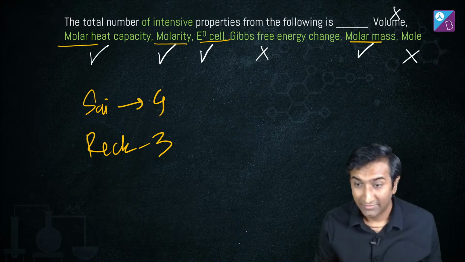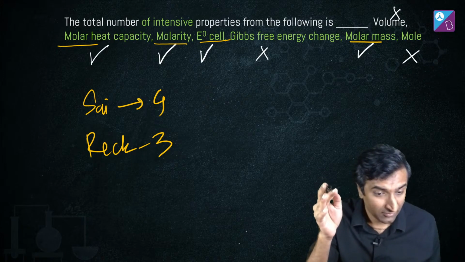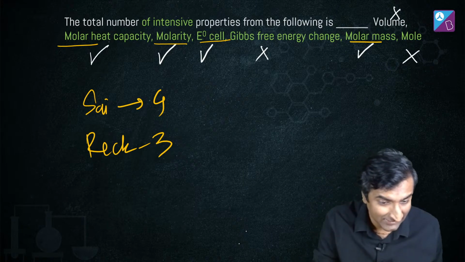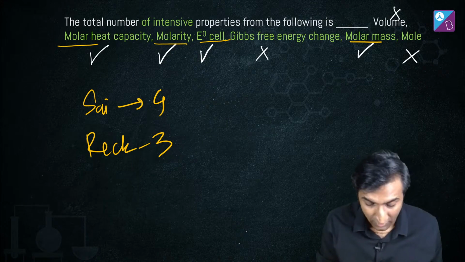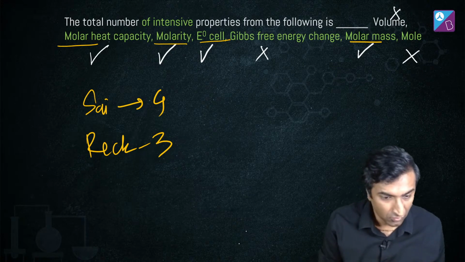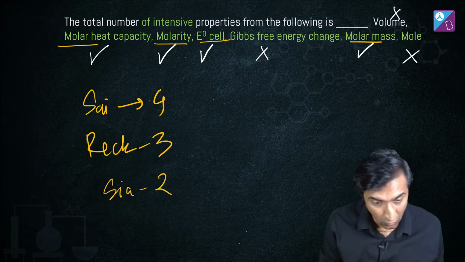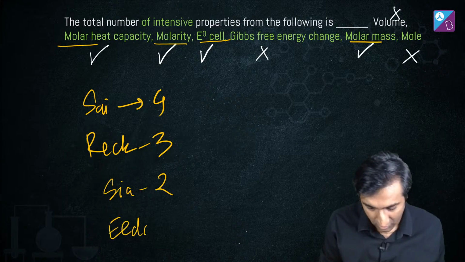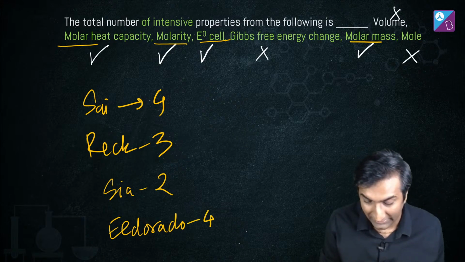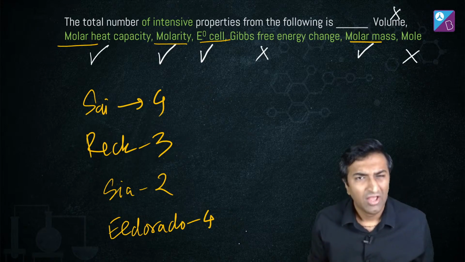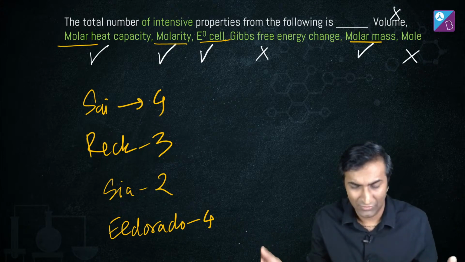Excellent work, Sai. Do you guys follow why Sai said 4? And which 4? Rek is saying 3, Sia is saying 2, El Dorado is saying 4. Yeah? So let me write down Sia saying 2, and El Dorado is saying 4. Would you like me to explain how it's these 4 that are intensive? Let's do the ones that are extensive. That is easy to understand.